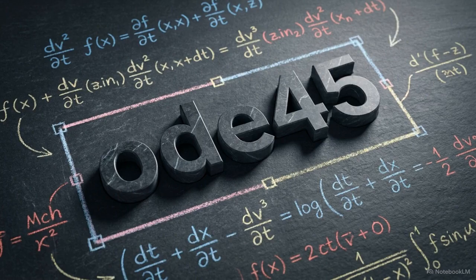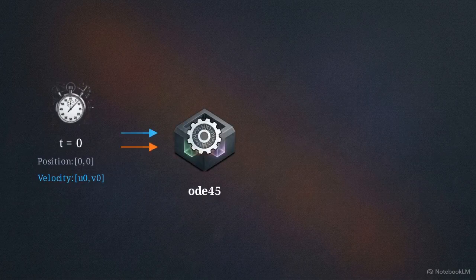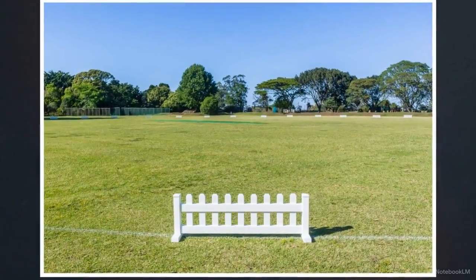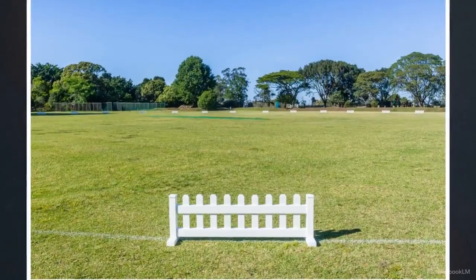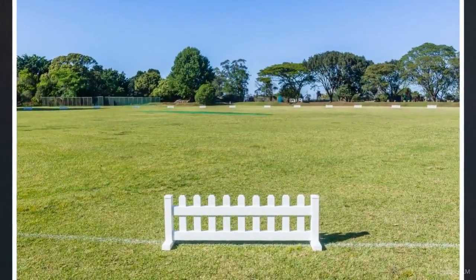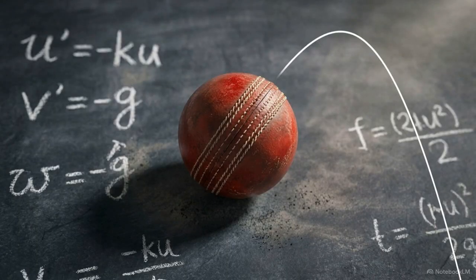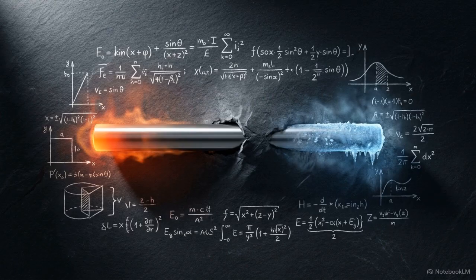To solve an IVP, we move to the computation block and use the ODE45 solver. This function takes our starting position and launch velocity and computes the trajectory forward through time. Finally, we use the output block to plot the coordinates. We can see immediately if the ball's path clears the 75-meter boundary line. When you possess a precise starting point and the governing equations of motion, you can predict how the system will evolve.